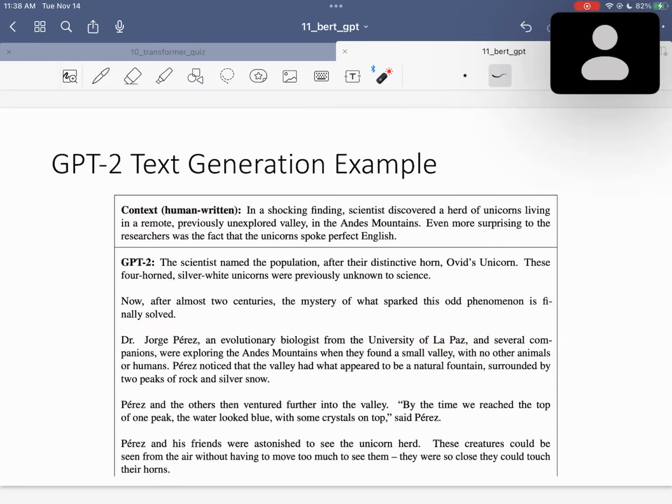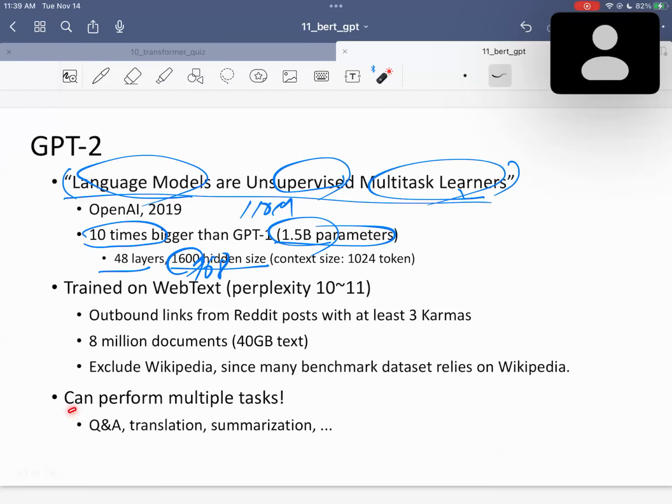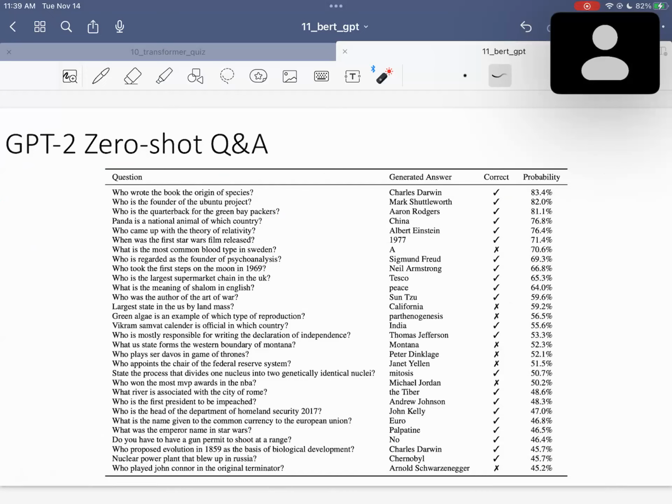Even back in GPT-2, sentence generation or text generation was phenomenal. It was super impressive. It was crushing other models. But what do we mean by GPT-2 being able to perform other tasks like Q&A, translation, summarization? Here's the very first zero-shot example from the GPT series. The user gives this sentence to the model: Who wrote the book, The Origin of Species?